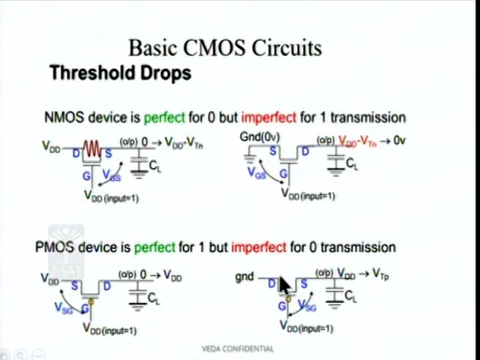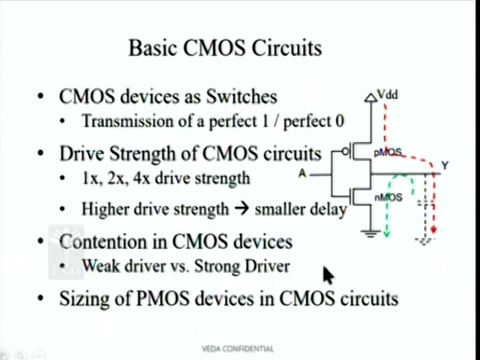If I go back to this particular slide, you will see that the charging of the capacitance, which is done through the PMOS device, has a logic 1 over here. Therefore, this PMOS device acting as a switch is a perfect transmitter of logic 1. The output node Y will reach fully the value of VDD.